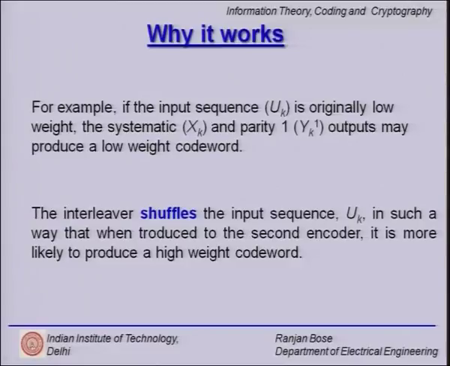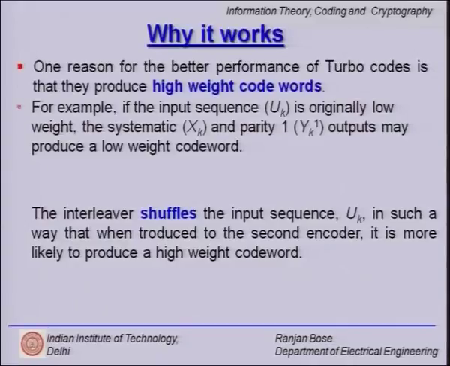So, we need to ask what it is that the interleaver is doing. Well, the interleaver, as the name suggests, shuffles the input bits in such a way that the input to the second encoder is different from the first one. So, let us see why this will work. This will result in high weight code words.